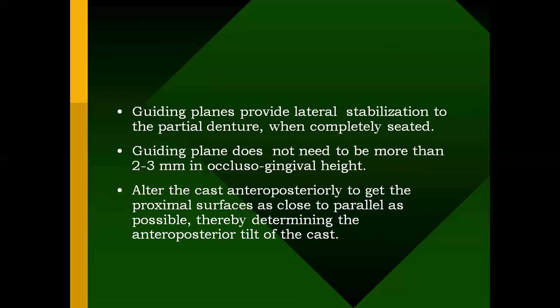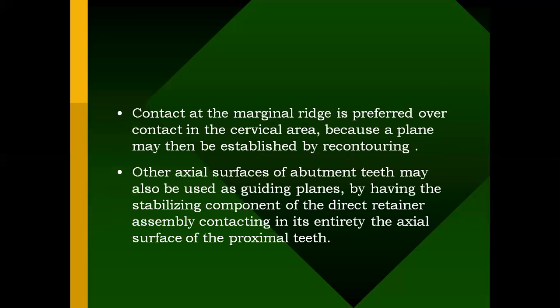Guiding planes provide lateral stabilization to the partial denture when completely seated. Guiding plane does not need to be more than 2 to 3 mm in occluso-gingival height. Alter the cast anteroposteriorly to get the proximal surfaces as close to parallel as possible, thereby determining the anteroposterior tilt of the cast. Contact at the marginal ridge is preferred over contact in the cervical area because a plane may then be established by recontouring.